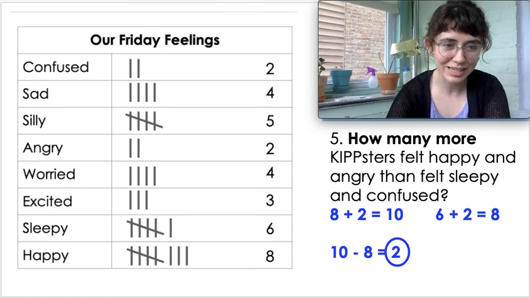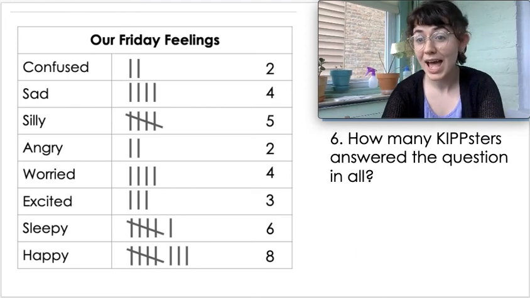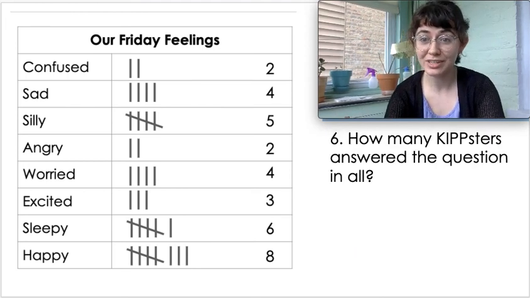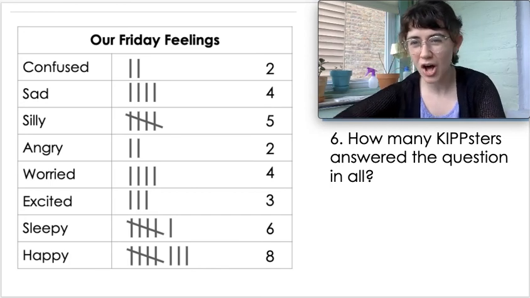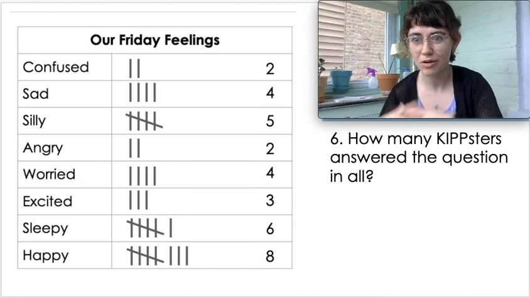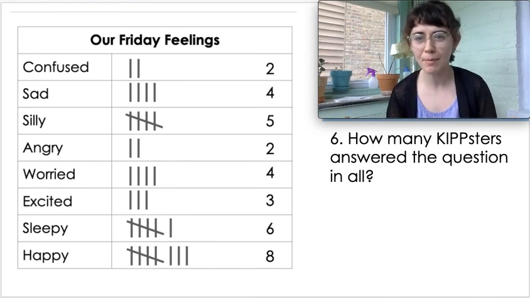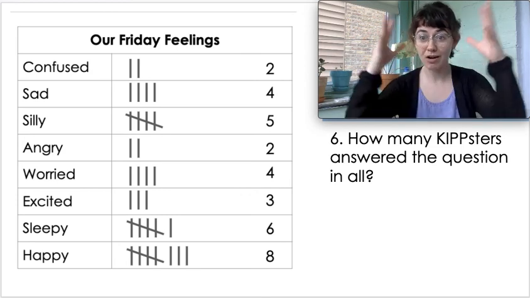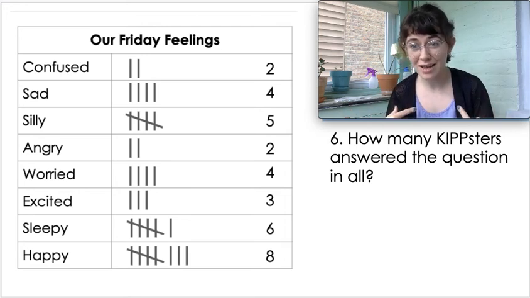I think we've got just a couple more problems to solve, or just this last one. How many KIPPsters answered the question in all? There's a big clue there. What does in all mean? In all means our whole or our total. So what do you think we're going to use? What operation? Are we going to add or are we going to subtract to find out how many are in there all together? I think I heard you say that we're going to add.